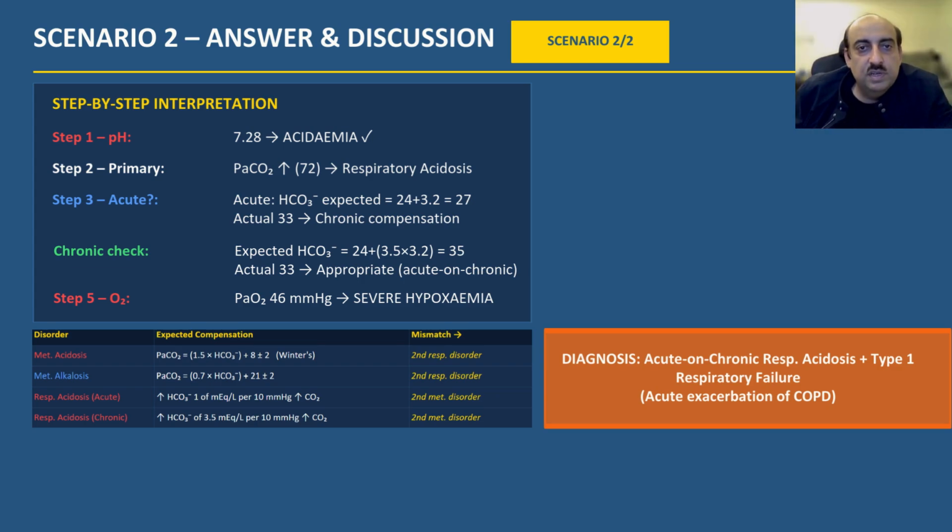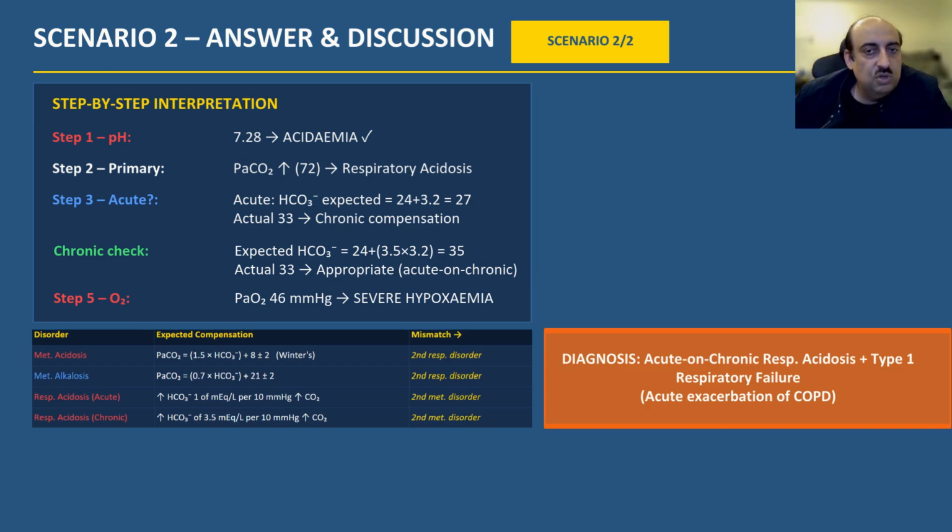Discussion for case 2. Let's work it out together. So what's the pH? 7.28. It's confirmed acidemia. Is it primary, respiratory, or metabolic? Let's look at the CO2. So carbon dioxide is high in this case, which means it's a primary respiratory acidosis.